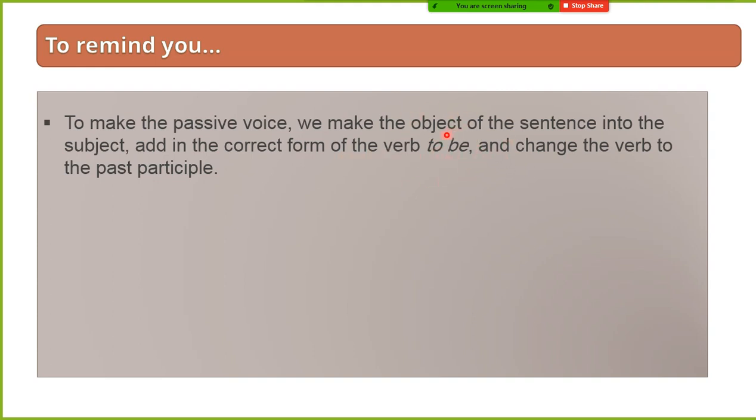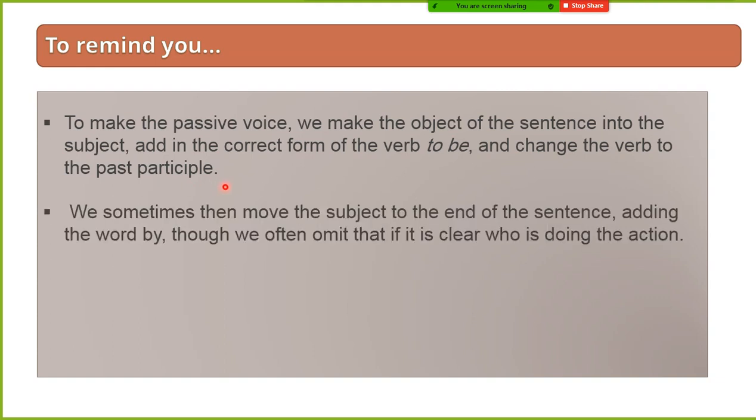This is very important: we have to change the verb to be according to the tense of the active sentence, followed by the past participle, which is the third form. I'll show you an example now to clarify it. When we move the subject to the end of the sentence, it should be preceded by the word by.